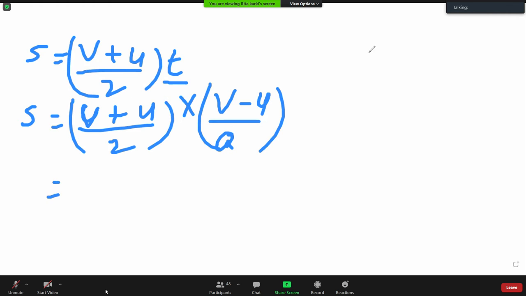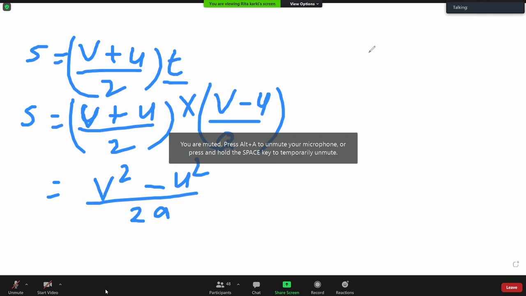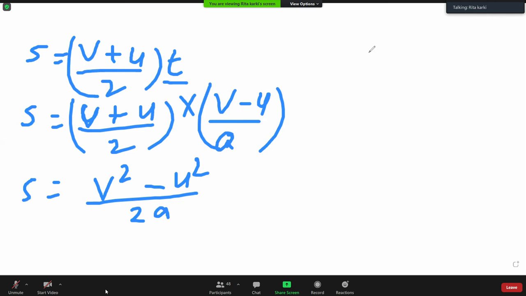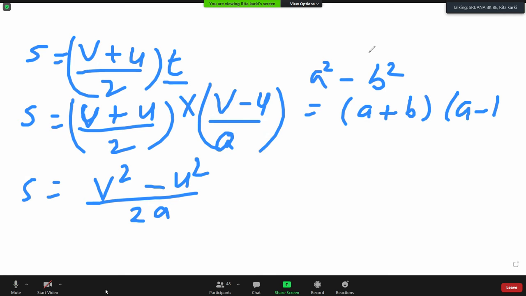So, can we write v square minus u square upon 2a? How can we write this? u plus v upon 2 into v minus u upon a. Why can we write v square minus u square? We have started this in mathematics. What is the formula of a square minus b square? a plus b into a minus b. So here a plus b, a minus b means a square minus b square. So here we can write v square minus u square upon 2 into a, that is, v square minus u square equals to 2as.